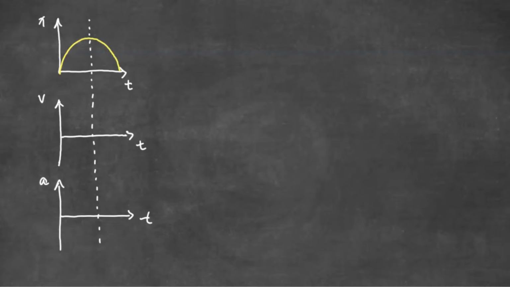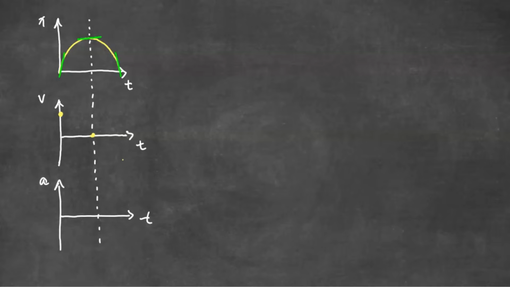So on the first position versus time graph, you'll notice that we have this curved graph. To translate this to a velocity graph, we're going to look at the slope of the position graph. So you notice that at the beginning, there is a positive slope. So we know we're going to have a positive velocity. At the highest point of this position graph, you notice that it's flat. The slope of the tangent line is flat. And so the velocity is going to be 0. And at the end, the slope is negative. So we know we're going to have a negative velocity.